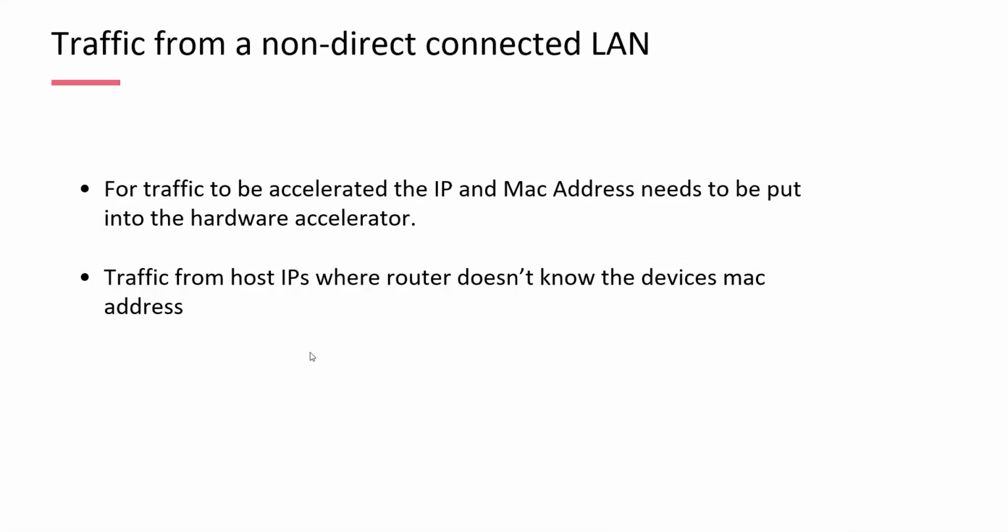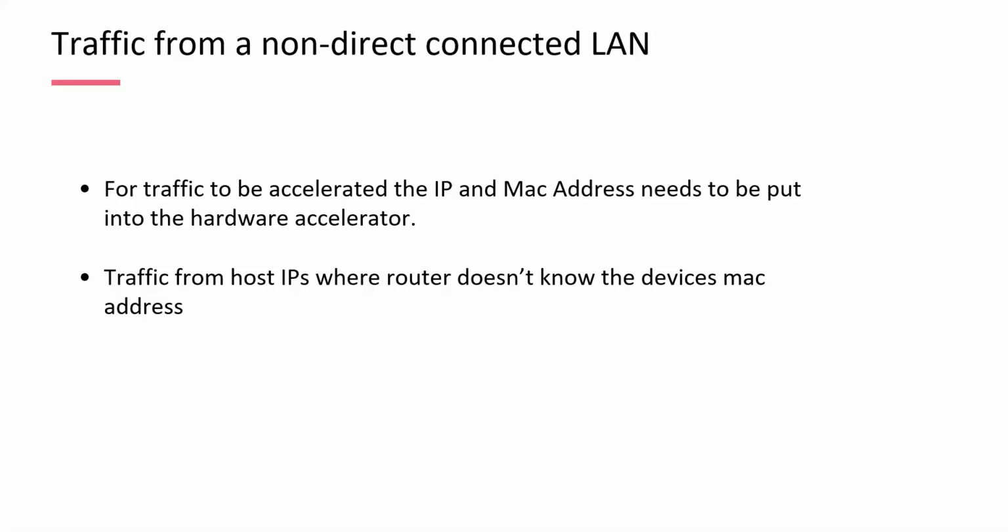And also traffic from a non-directly connected LAN. This is more of a rarer one, but if you've got a more complicated LAN with multiple different subnets behind it, the router can't accelerate the traffic if it can't see the MAC address of the device, and also if it's an IP address range that it doesn't know about. So if there are routed IP addresses inside the LAN that then go to the router, with maybe more routers and switches in a complicated network, then in some situations the hardware won't be able to accelerate.